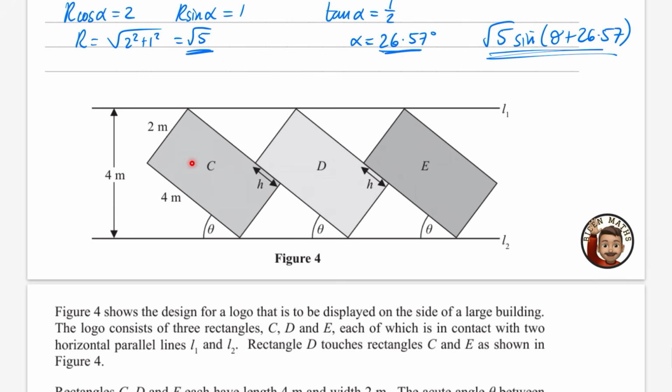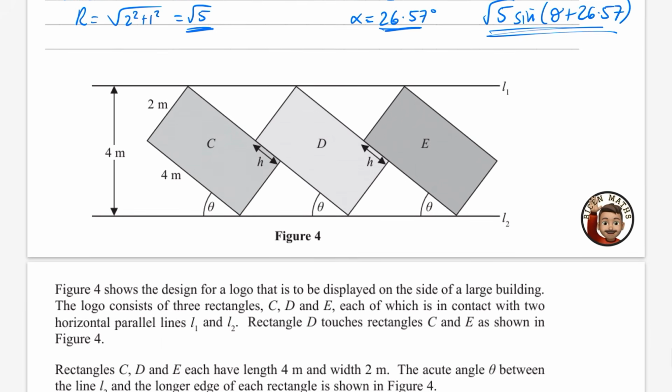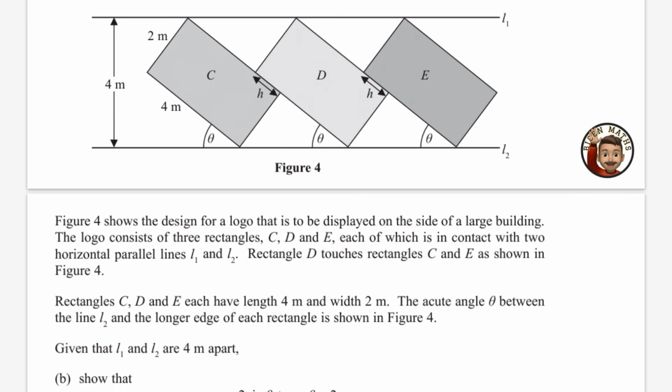Okay, then we've got this diagram here, with these rectangles C, D, and E, lots of measurements, and this theta down here. Figure 4 shows the design for a logo that is to be displayed on the side of a large building. The logo consists of 3 rectangles, each of which is in contact with 2 horizontal parallel lines, line 1 and line 2. Rectangle D touches rectangles C and E as shown in figure 4. Rectangles C, D, and E each have a length of 4 and a width of 2. The acute angle theta between the line L2 and the longer edge of each rectangle is shown in figure 4. In other words, it looks like the diagram.